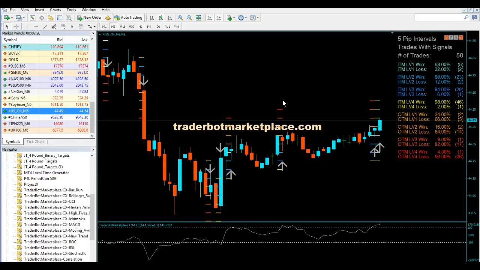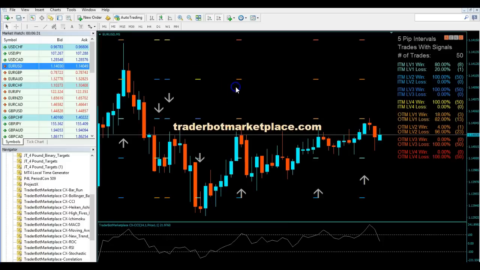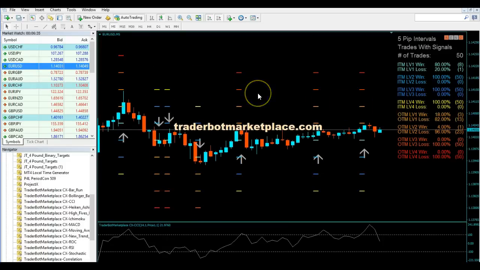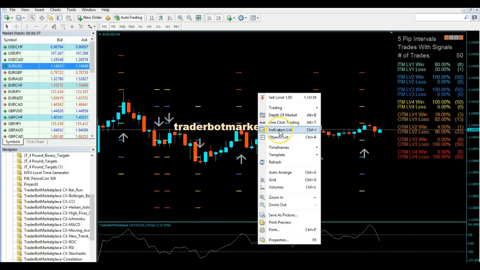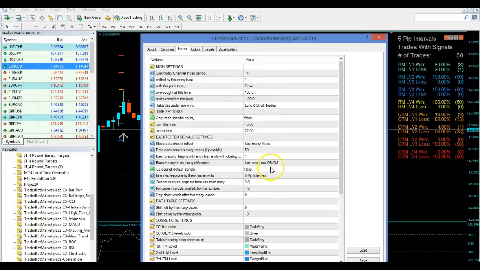What if you are a 5-minute scalper? Let me choose something different than oil. Let's go up here to Euro US dollar. Euro US dollar, 5 pips wide on a 5-minute binary is a little too wide. We'll drop down here and change the interval. We'll do 3.